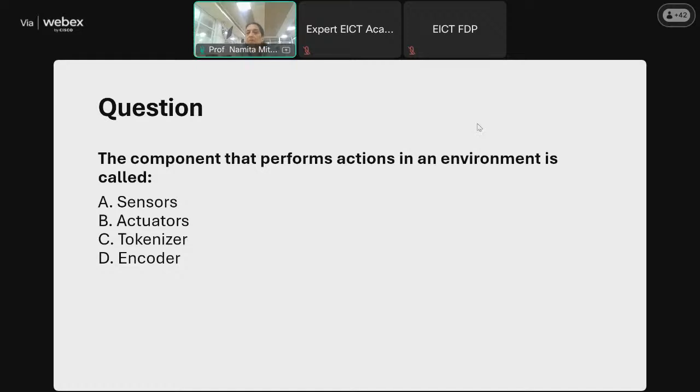The next question: the component that performs actions in the environment. We have seen the environment, external data. Sensors? We take data from sensors. Actuators are the actual performers. Tokenizer, encoder, no. Answer is actuators. Correct.